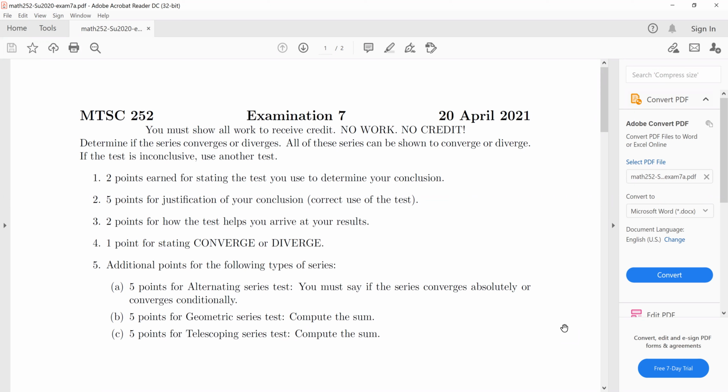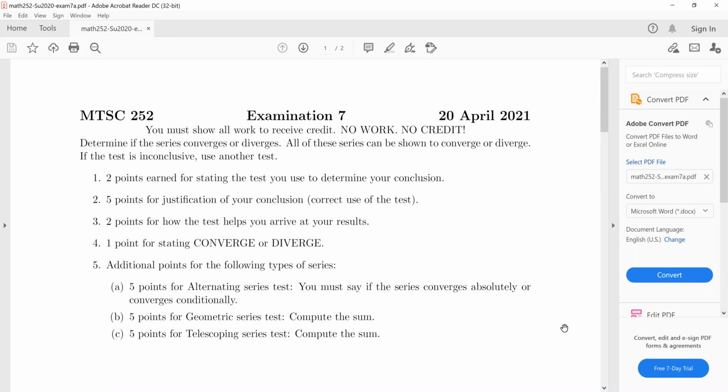If it is a geometric series test, and you write that I am using the geometric series, and then you say the absolute value of r is less than 1, so therefore I show that, and therefore I can say that my series is convergent, you will get all 10 points, but then you must continue on to get the additional 5 points for a geometric series test. You have to compute the sum. Otherwise, you will only get 10 out of 15 points for any problem that is a geometric series.